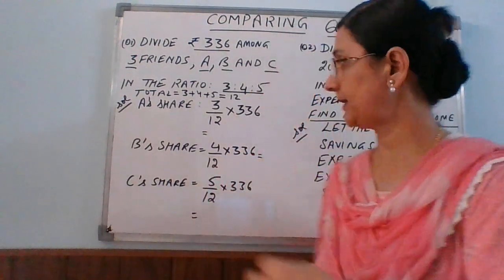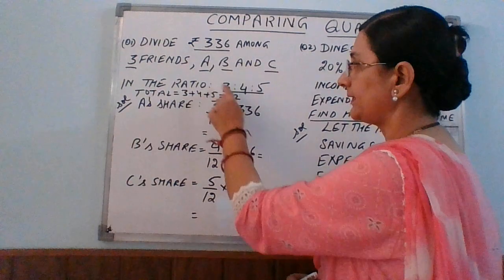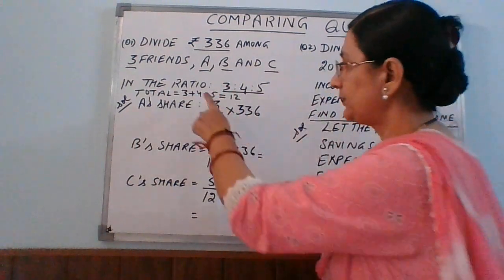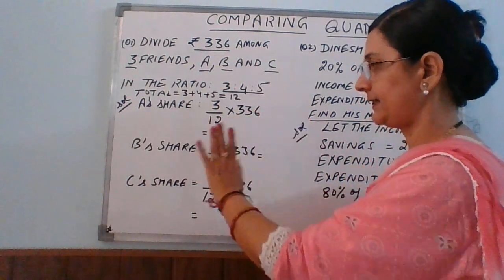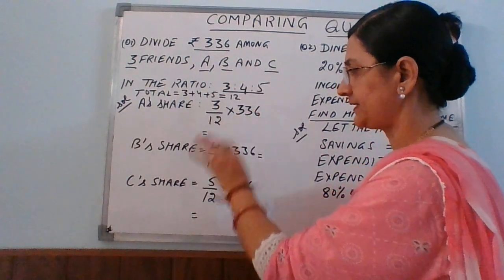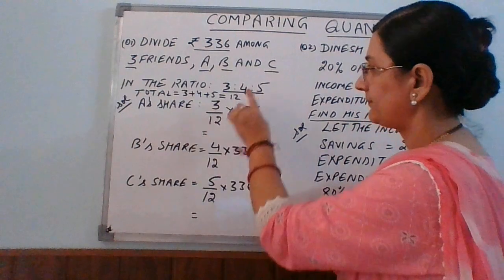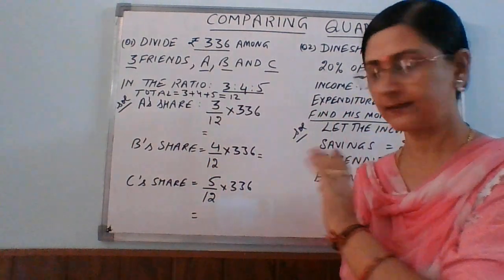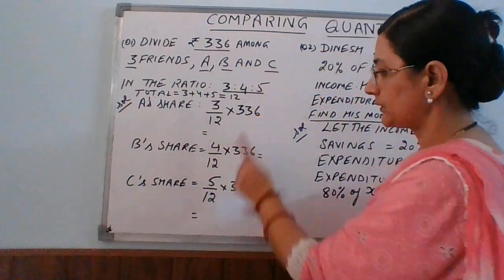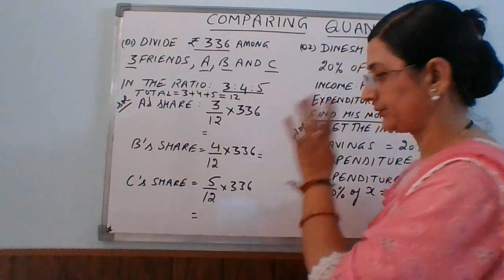So what will be A's share? A का share निकालने के लिए you take the ratio of A, that is 3, and the total value, that is 12. Then you multiply by 336. Same steps here, same procedure. B's share is 4 upon total 12 into 336. C's share ratio was 5, total ratio was 12, into 336.